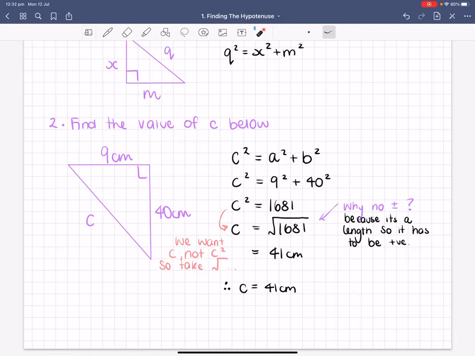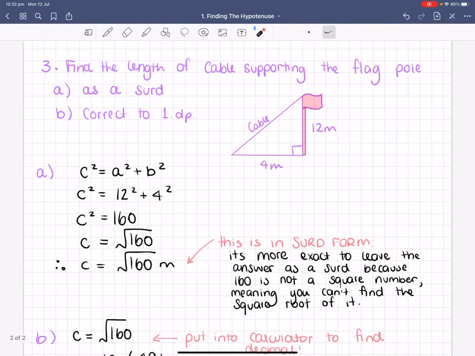Now, one thing I did teach you is when we do take the square root of a number, we have to do plus and minus. So here, I haven't written the plus or the minus, and the reason for that is because the length of that hypotenuse can't be a negative answer, because we can't have negative length, so it's automatically the positive version. Okay, so we get the length is equal to 41 centimetres.